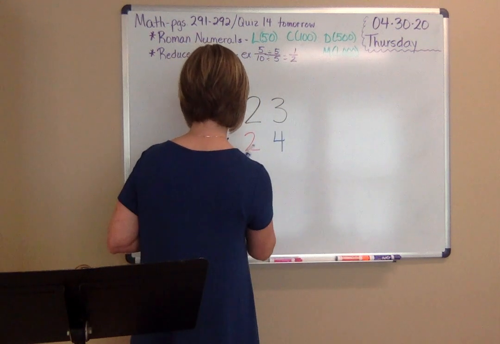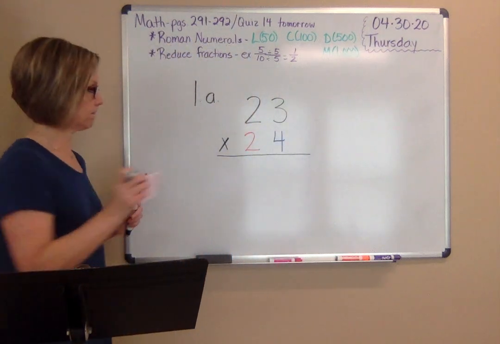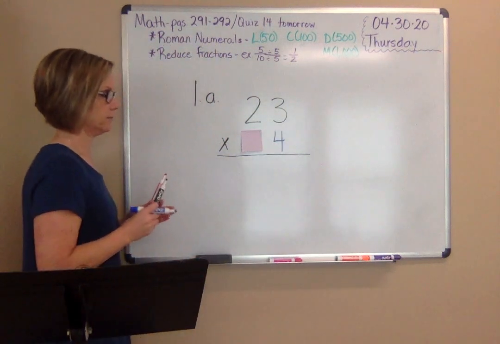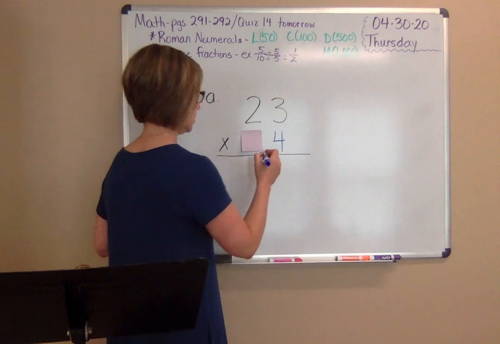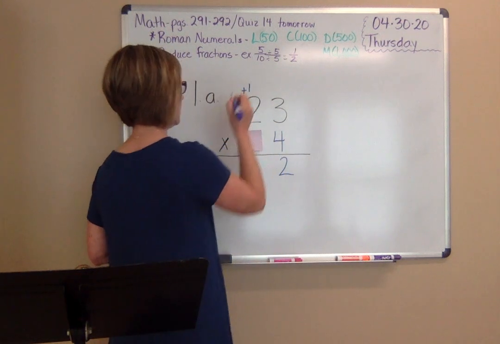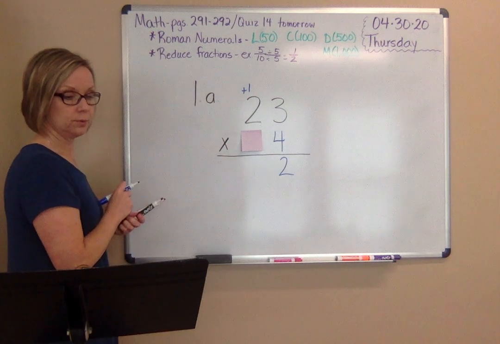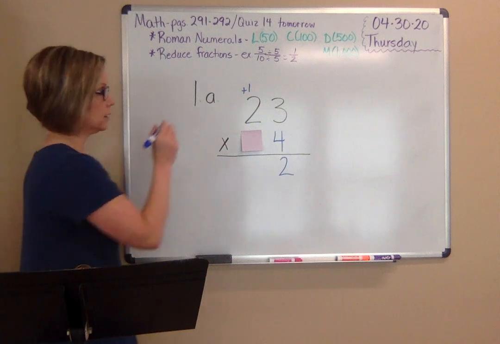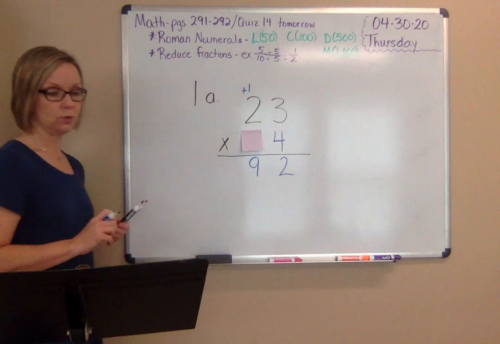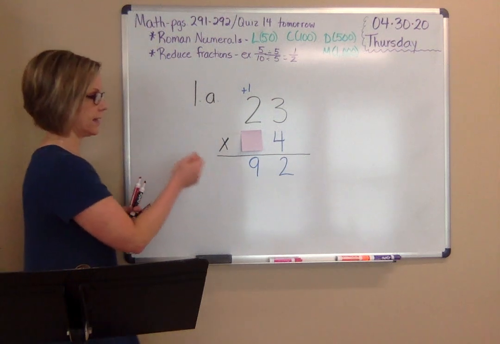So we're using our 4 table first. Cover up my 2. Now I'm ready for my 4 side. 4 times 3 is 12. 2 goes down. The plus 1 goes up. 4 times 2 is 8. Plus 1 is 9. So you should have 92 there for your first partial product from the one side.